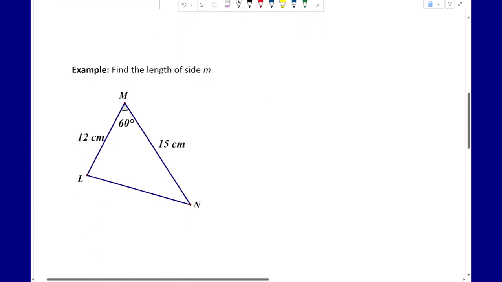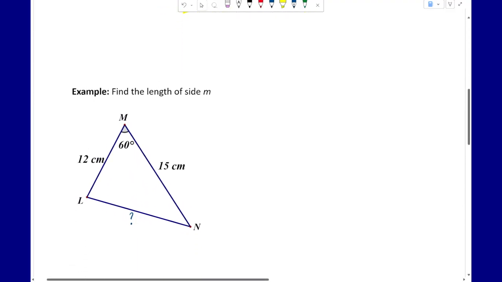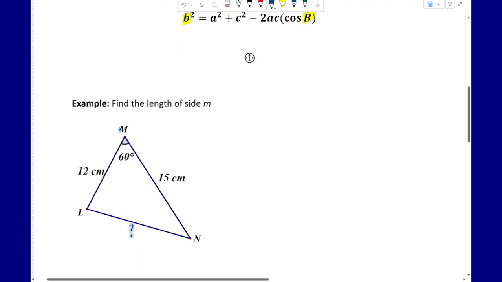So let's go and look at an example. We want to find side length M. Side length M is this side right here, right across from angle M. Now, you might say, okay, well, I have M, L, and N. I don't have A, B, and C, and that's what the formulas were up here. If that's the case, we can just change these. We can get rid of L, M, and N. It doesn't really matter. Those are just points, so we can get rid of them.